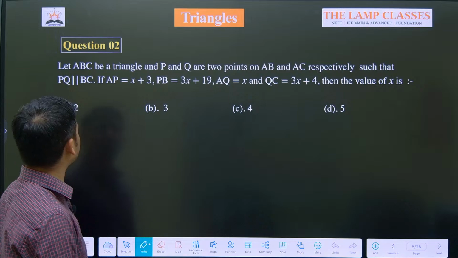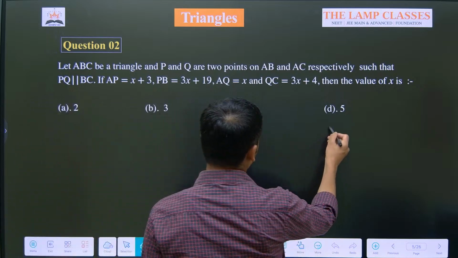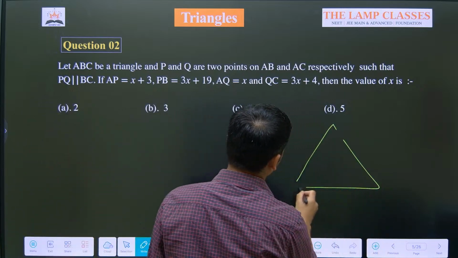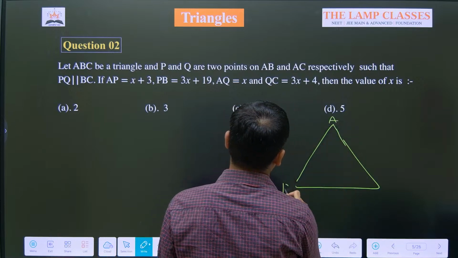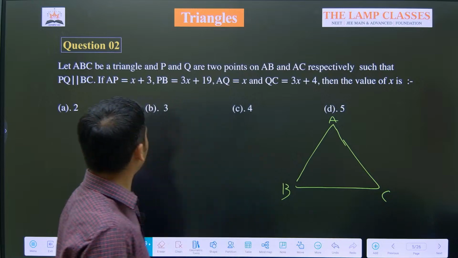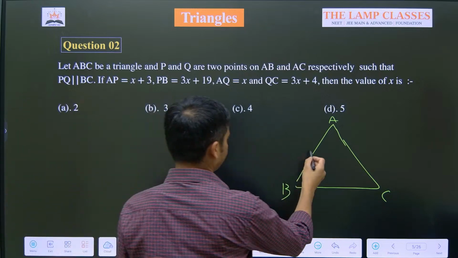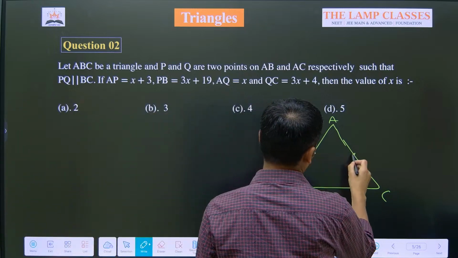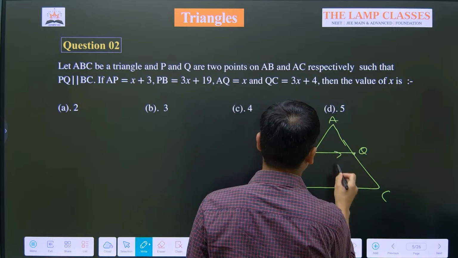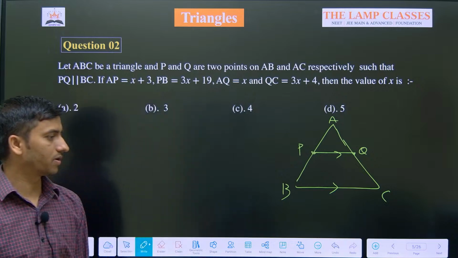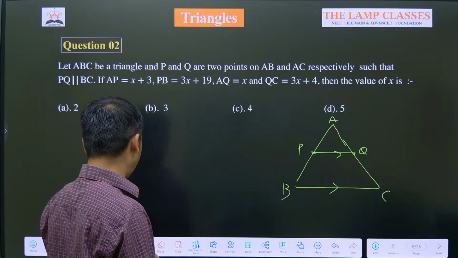They are telling there is a triangle ABC, and P and Q are 2 points on AB and AC such that PQ is parallel to BC, right? So it's basically a question of the basic proportionality theorem, isn't it?